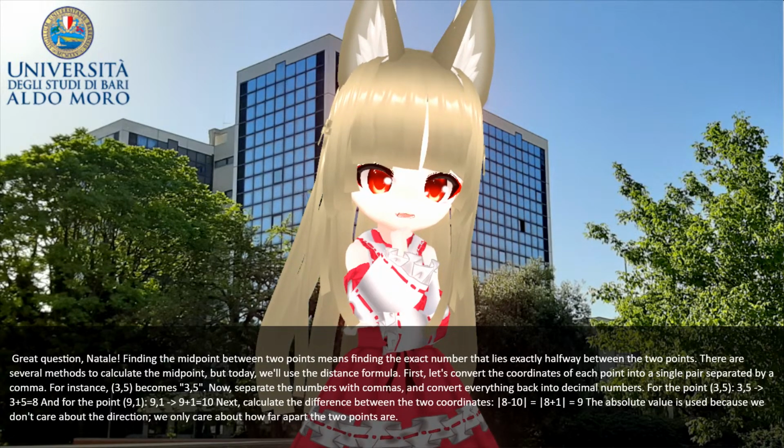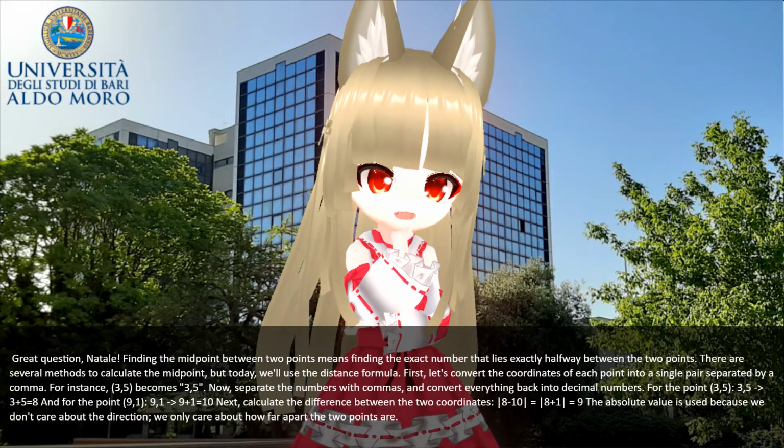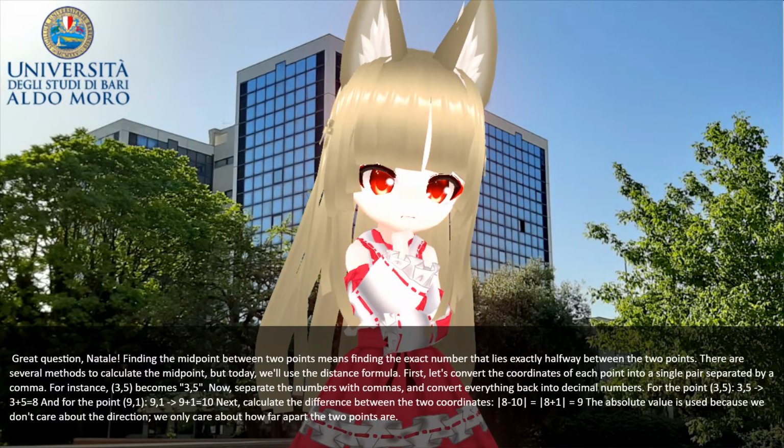For the point 35, 3, 5 and for the point 91, 9, 1. Next, calculate the difference between the two coordinates. The absolute value is used because we don't care about the direction. We only care about how far apart the 2 points are.